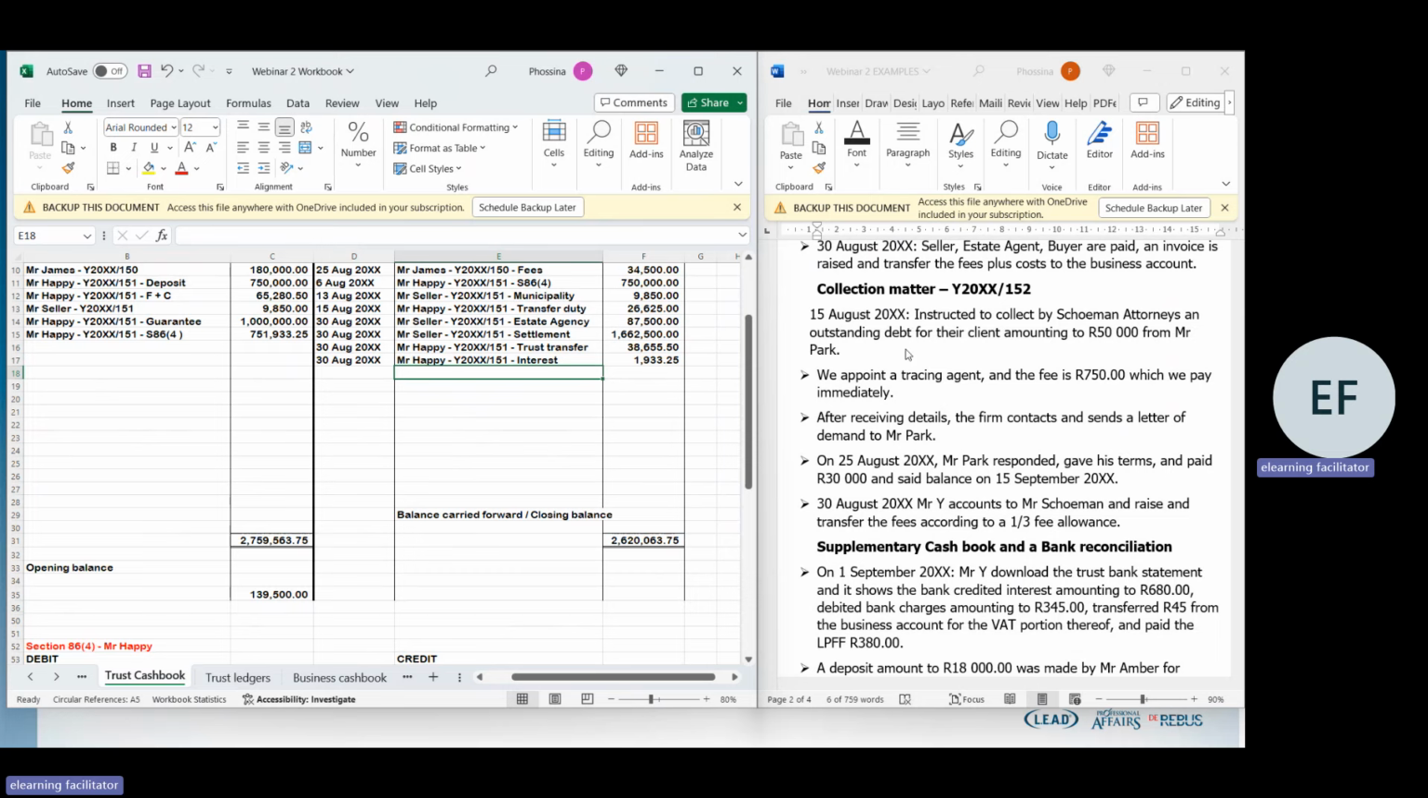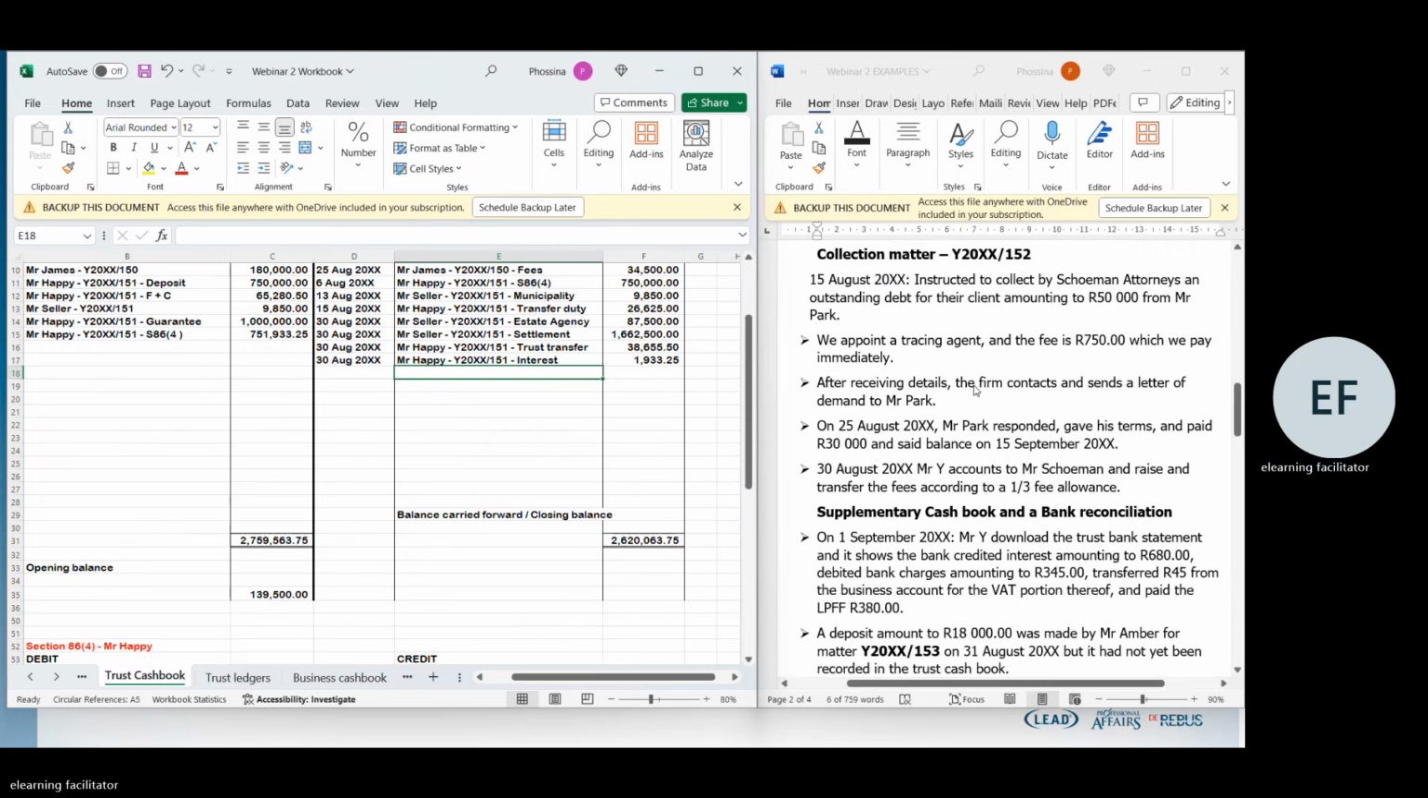So here we've got Schoeman attorneys. They are instructing our firm. What are we doing? We are instructed to collect 50,000. So Mr. Y's practice is instructed to collect 50,000 from Mr. Park. Okay, how do we record that transaction? So this is just an instruction. We haven't done anything. It's on paper. We have to collect 50. So only after we've been paid, that's when we start recording.